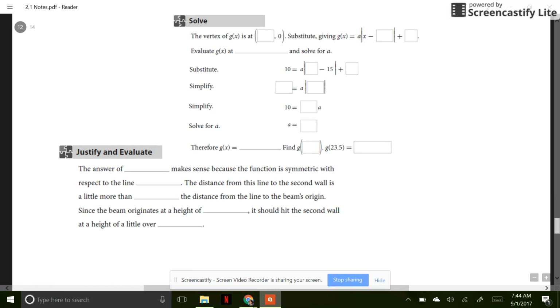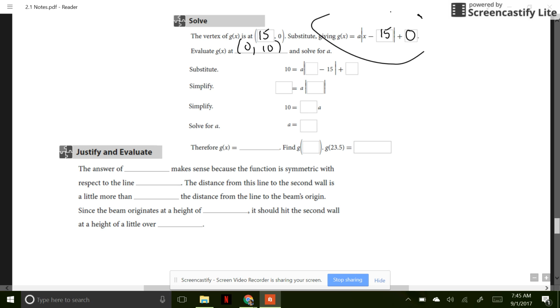So let's take a look. The vertex, again, is at (15, 0). When we plug that into the standard equation here, we're moving to the right 15, so we subtract it, and we're adding 0 because we're not moving vertically. Then our other point that we knew was on the function is the point (0, 10). So we'll plug that into our function and solve for a.